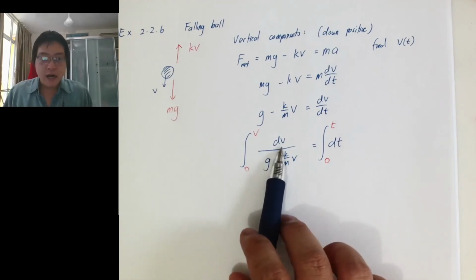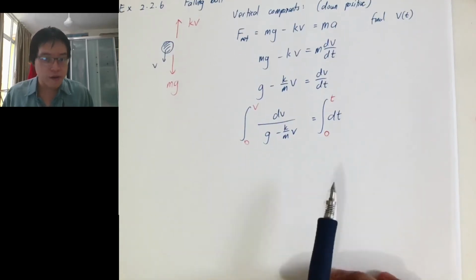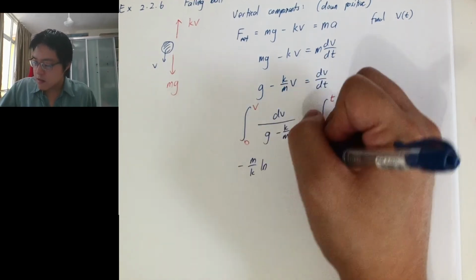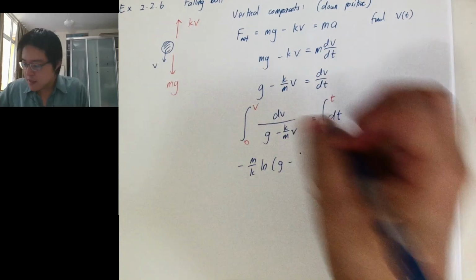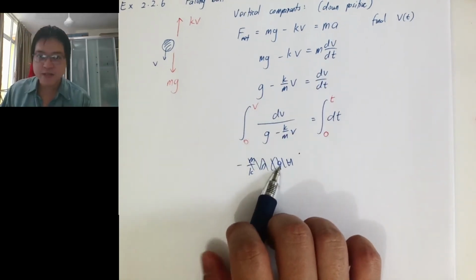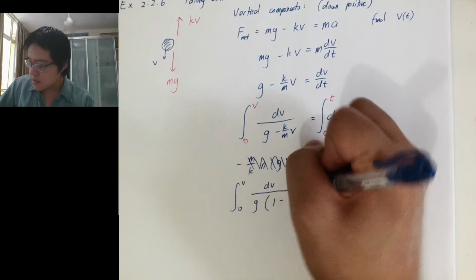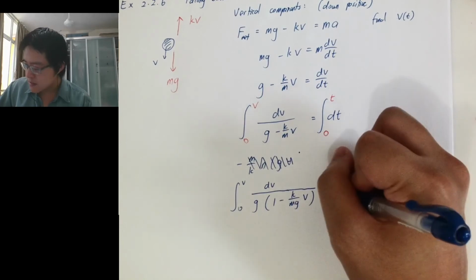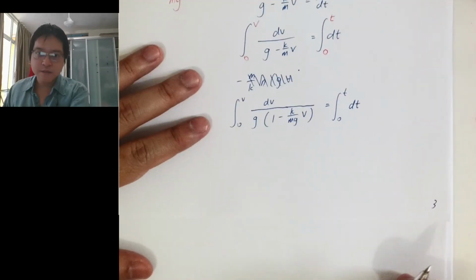So how to integrate this function? This is 1 over a linear term. So 1 over a linear term, the antiderivative is a logarithm, right? So it is m over k logarithm. Actually no, I don't like logarithm when there's a dimensional quantity inside. So let me take out the g. Okay, so integral from 0 to v of dv over g times 1 minus k over mg v. So the terms are dimensionless. It's just a personal preference. I don't like having dimensions inside logarithm and sine and cosine.